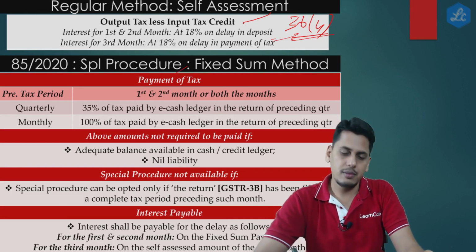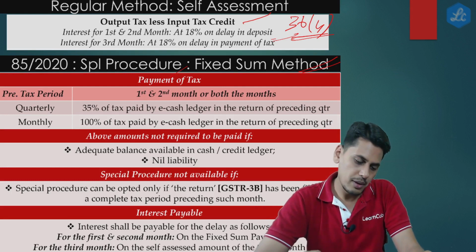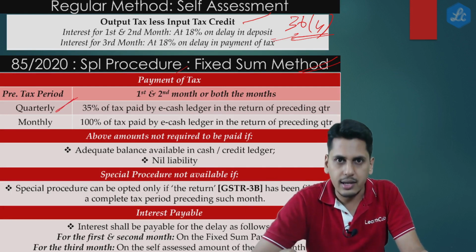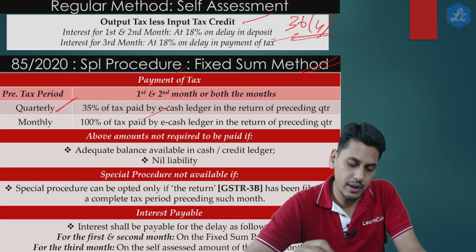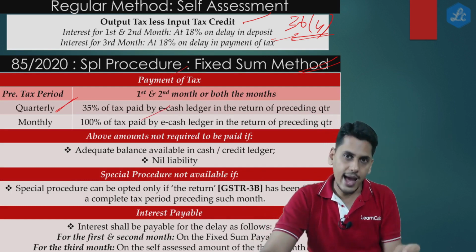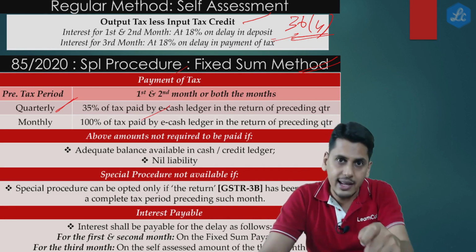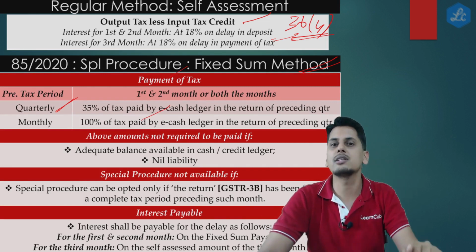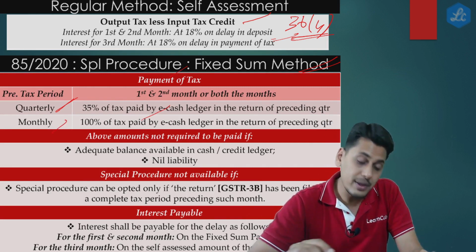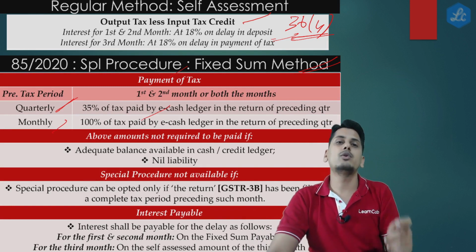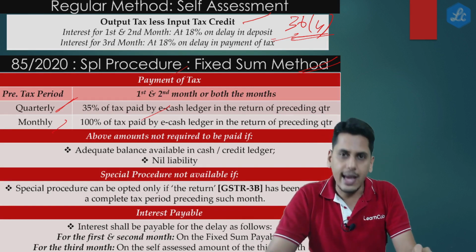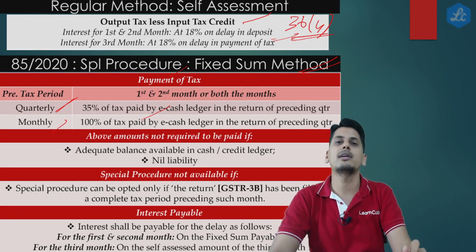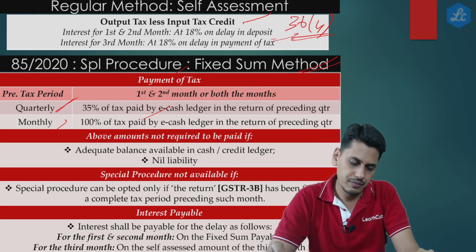There is a special procedure, the fixed sum method, for payment of taxes. If the preceding tax period was quarterly, then for the first and second month you need to pay 35% of the tax which was paid by debiting the electronic cash ledger in the preceding quarter. For each of the months, the answer is going to remain the same. If your preceding tax period was monthly, you need to deposit in your electronic cash ledger 100% of the amount which was paid by debiting the electronic cash ledger in the preceding month.